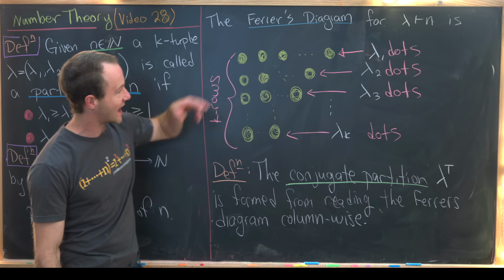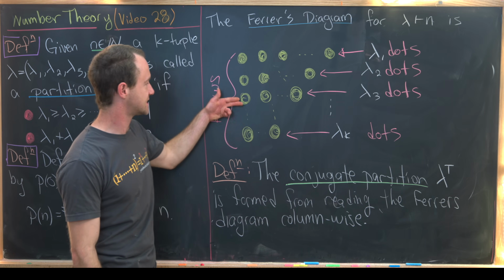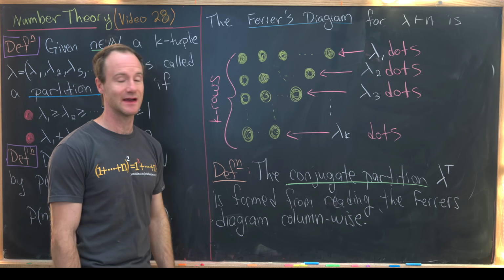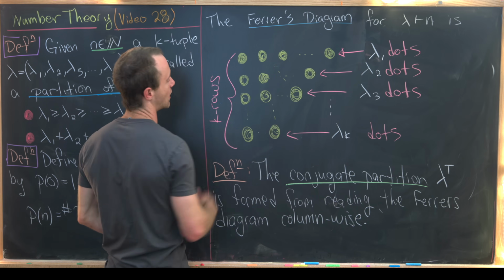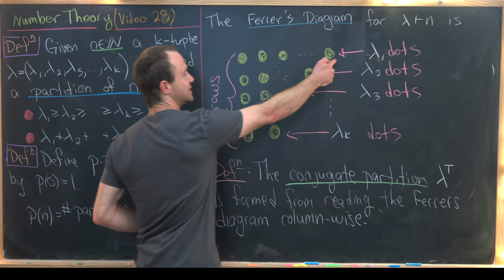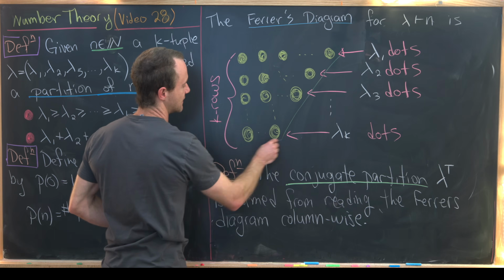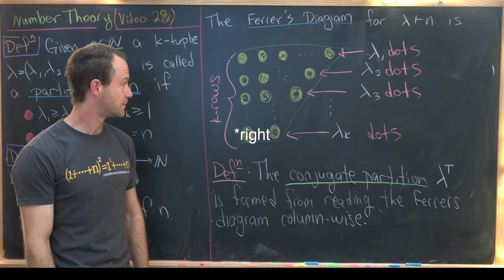So the first row has lambda 1 dots. The second row has lambda 2 dots. The third row has lambda 3 dots, all the way down to the kth row, which has lambda k dots. Furthermore, we push all of the rows all the way to the left. So generally, there's this kind of shape right here in the diagram. There's this overhang at the left-hand side.